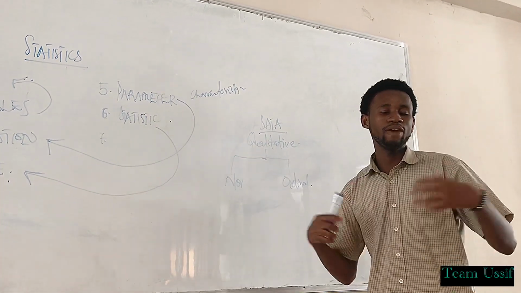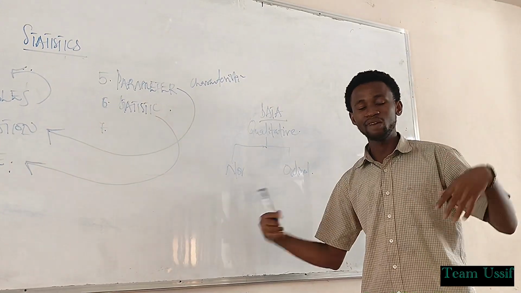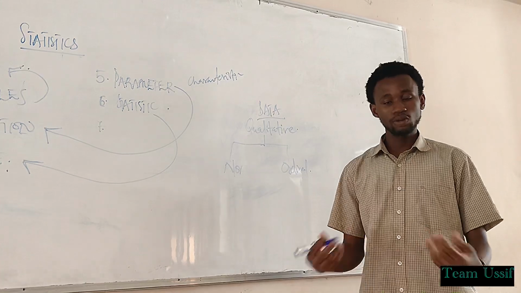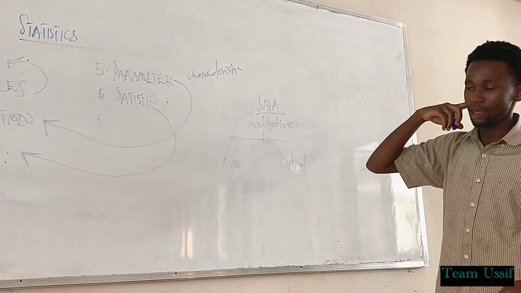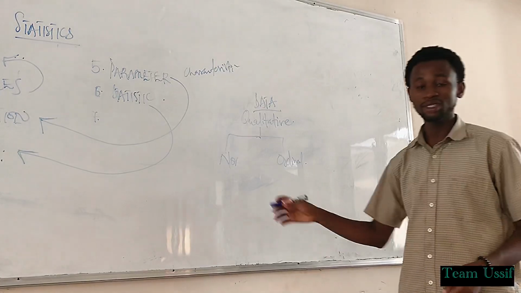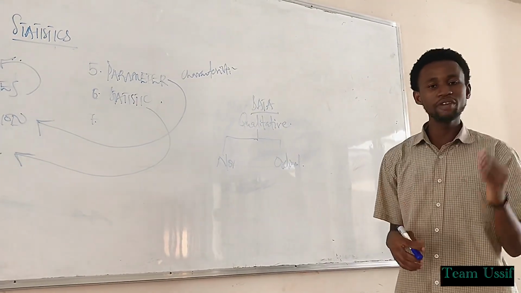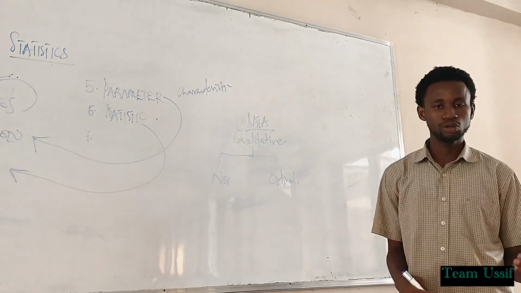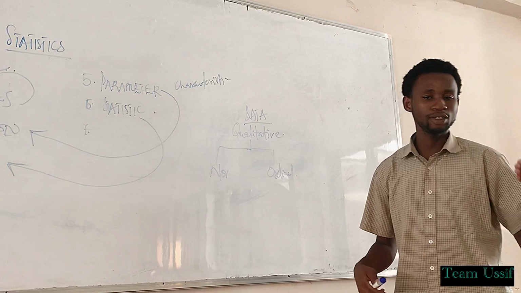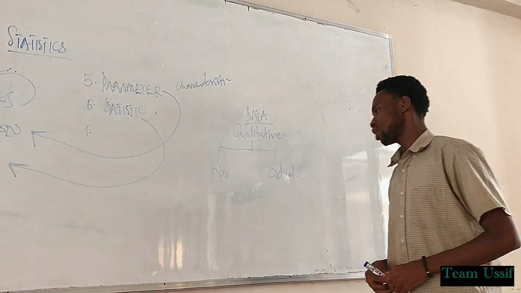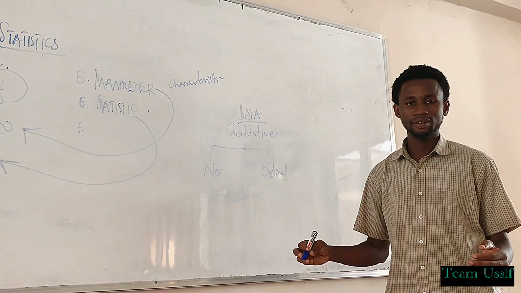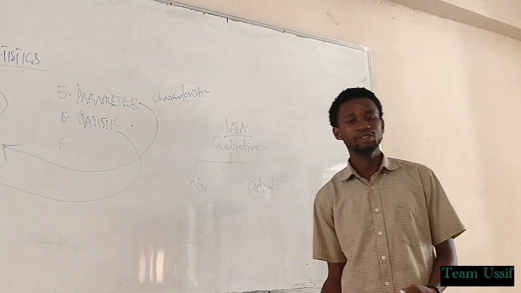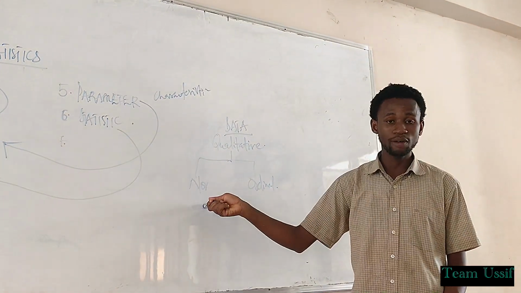So for example, levels: level 100, level 200, junior high school, senior high school. You understand? So those are qualitative data. So one of the qualitative data that we have, the nominal and ordinal. The only difference between the nominal and ordinal is that one is ordered and the other one is not. For example, gender is not ordered. Male can come first, female can also come first. So gender falls under the nominal.